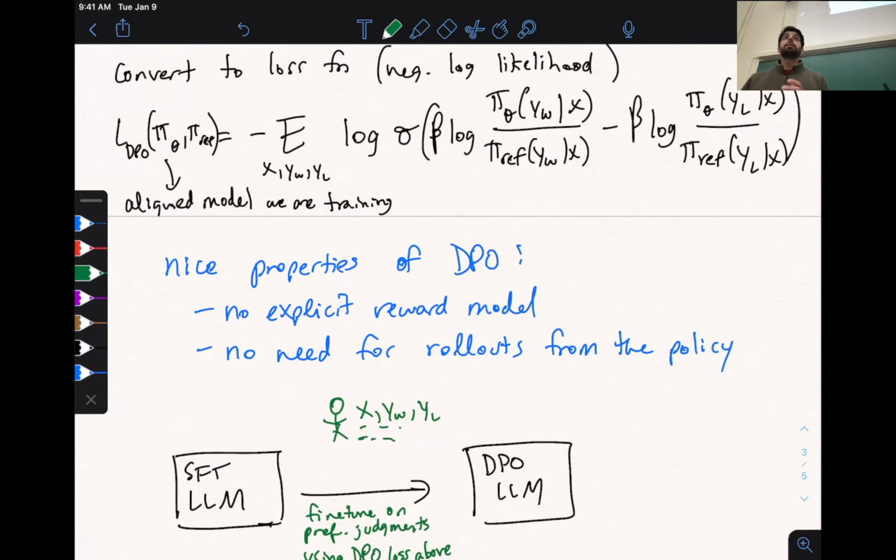Yeah, beta is a hyperparameter, so it controls the strength of the regularization term. We'll see in a bit what effects that actually has on the performance of these models.